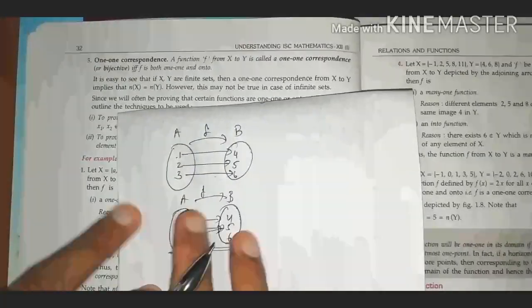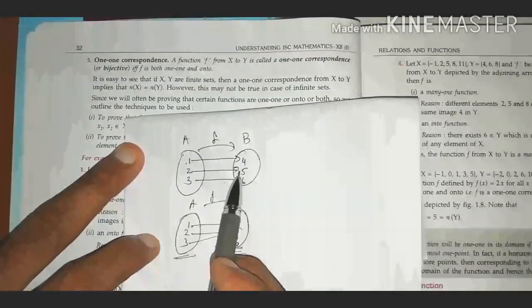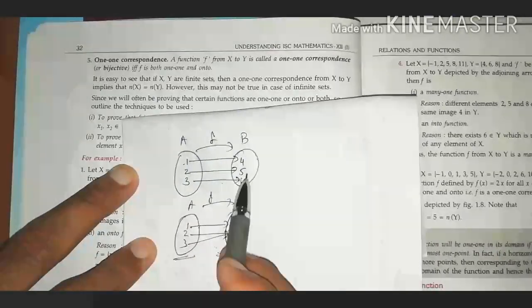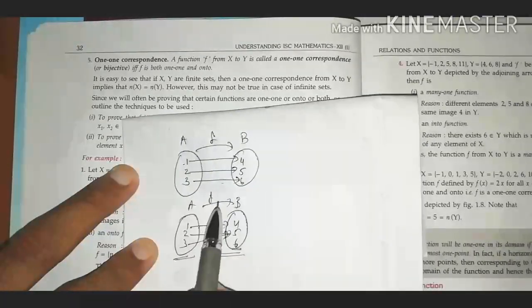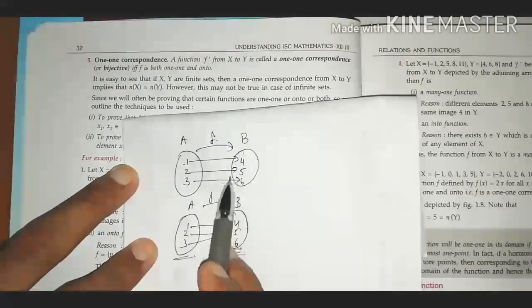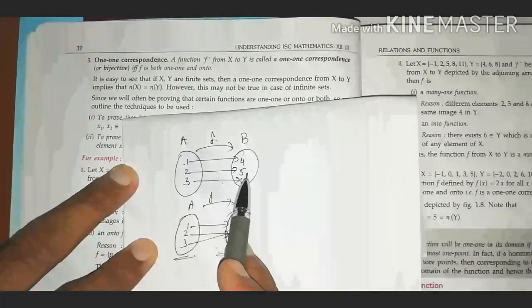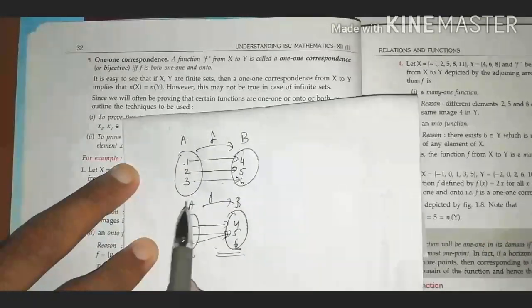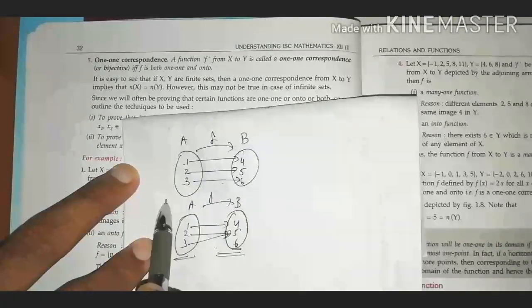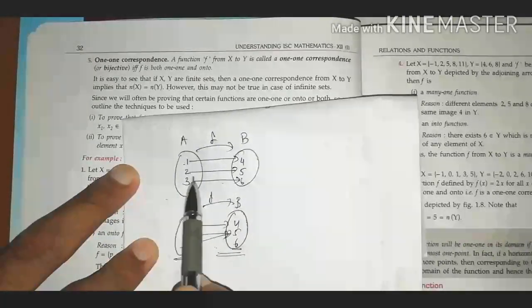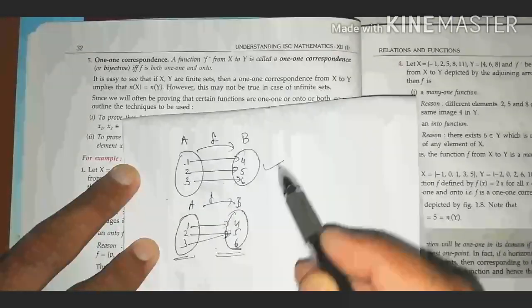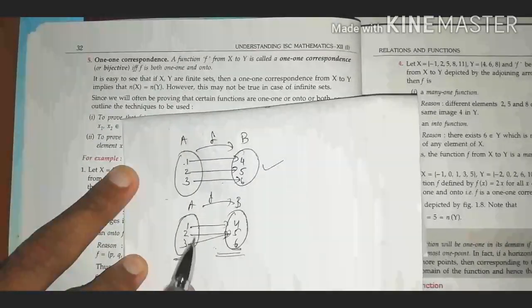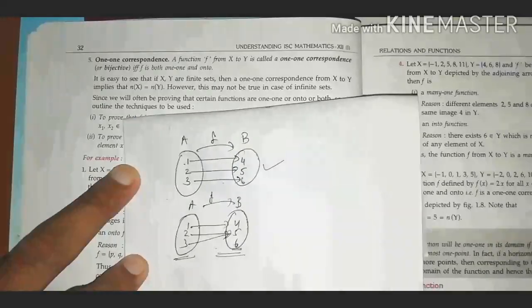Suppose you are considering the same example, the first example. What can we say about this function? It is one-one because all the elements of A have different images in B. And what about onto? This is also onto because all the elements in the second set, that is B, have pre-images in A. So this function satisfies both conditions, that is one-one and onto. So we can consider this as bijective. Then what about this one? This is not one-one, and it is not onto, so this is not bijective.